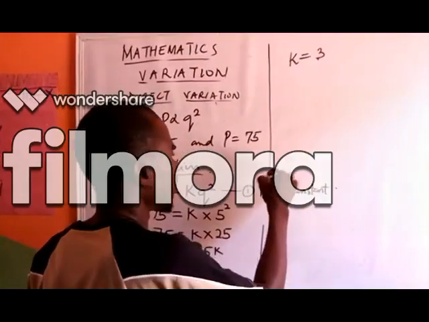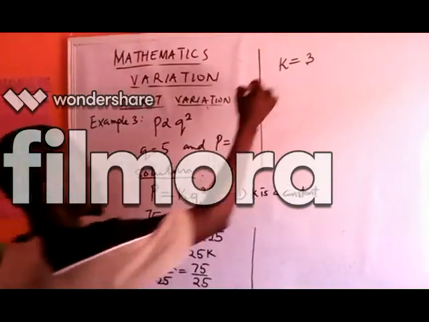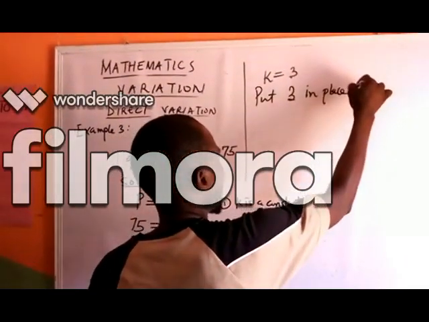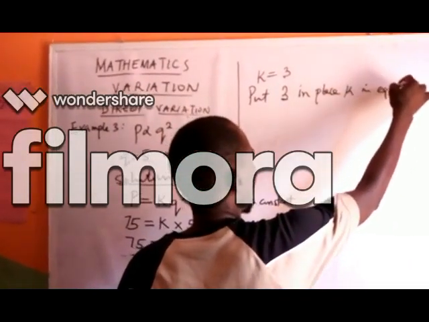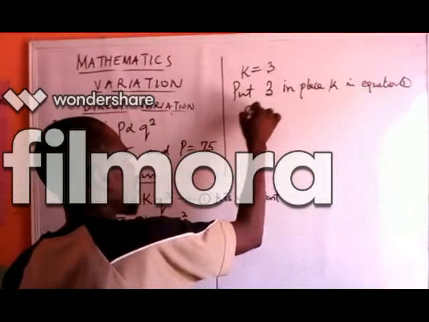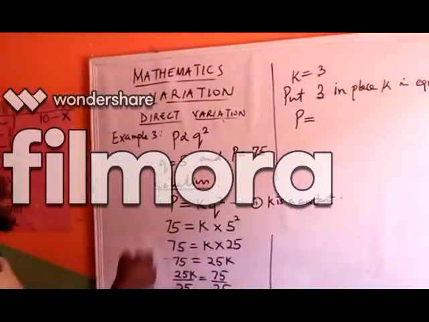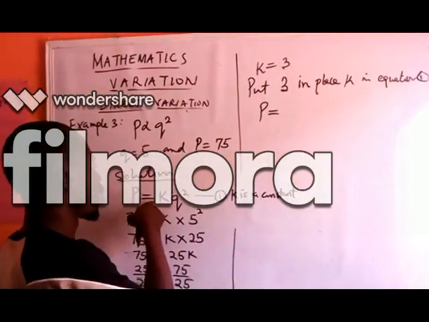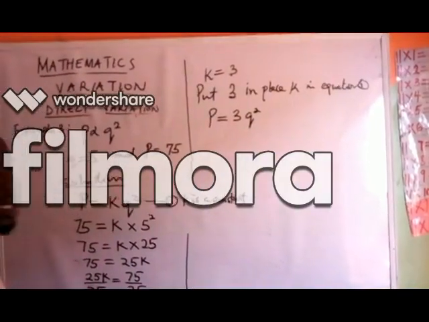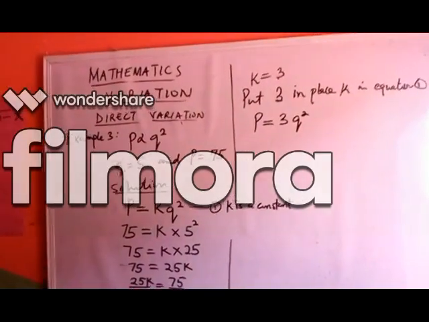Immediately after finding the value of your K, you replace it back in equation 1, which you have done. And now put 3 in place of K in equation 1. Now, what do you write? You write P. You now form a formula, or an equation, that you'll be using subsequently. And that formula will now be P equals, what's my K? 3Q squared. That is the formula.